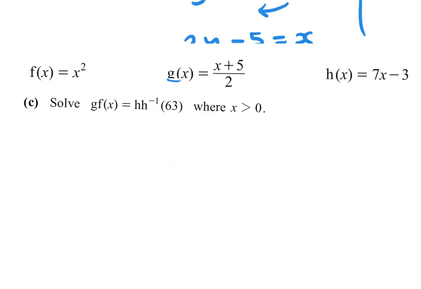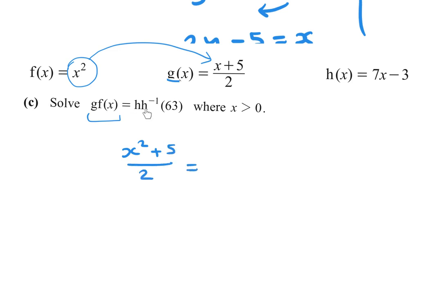Now for C, solve gf(x) equals h inverse of 63, where x is more than 0. g of f(x), so put f in g, so substitute x by x squared, so g of f(x) equals (x squared plus 5) over 2. h and h inverse, each one cancels the other, so now you have 63. Now you can solve this equation.